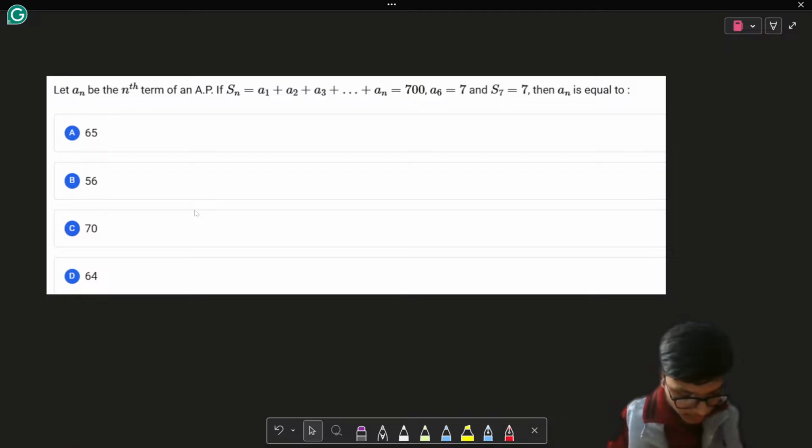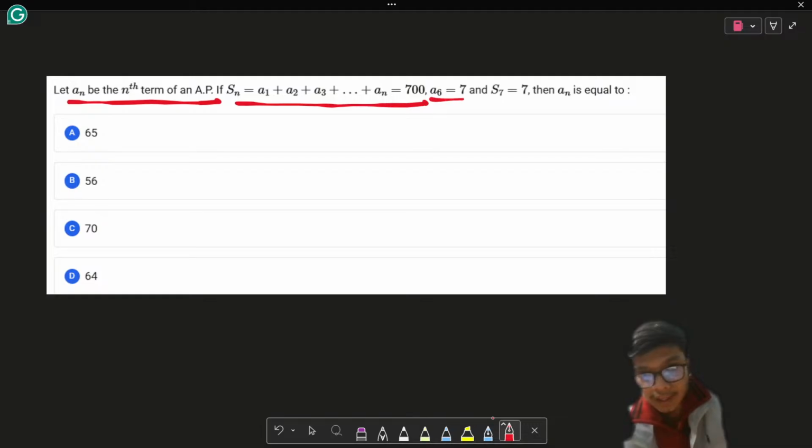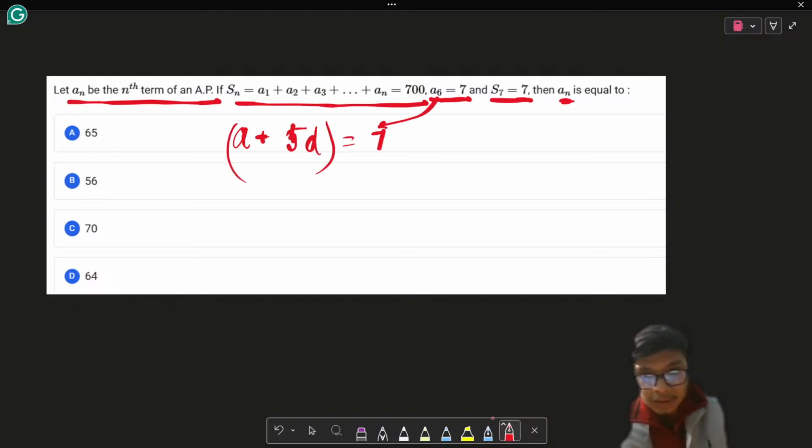So if you look into this problem again, it's a simple problem where it is said that the terms are in AP, right? So A of n is the nth term of an AP, but the summation of n terms is given as 700, and A6 is given as 7, and the summation of 7 terms is given as 7. So we have to find out what a_n equals, right, in this case. So beginning with, let us consider the first term as a and the common difference as d, right? So therefore, for writing the sixth term, it will be basically a plus 5 times d, which is equal to 7, and similarly for the sum of the 7 terms, this can be given as 7 by 2 times a plus the last term, which is basically going to be a plus 6d.